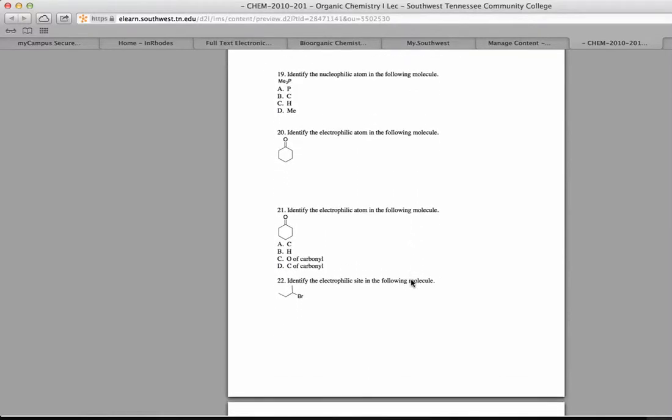Okay, so let's take a look at a few others so that we can just be productive before we wrap this up. Let's look at questions 19, 20, 21, and 22. Question 19 asks to identify the nucleophilic atom in the following molecule. We have trimethylphosphine. That just brings back warm, tender memories of Breaking Bad, doesn't it?